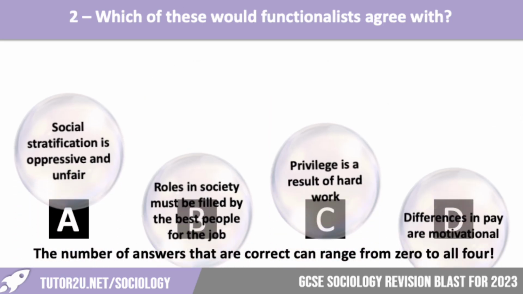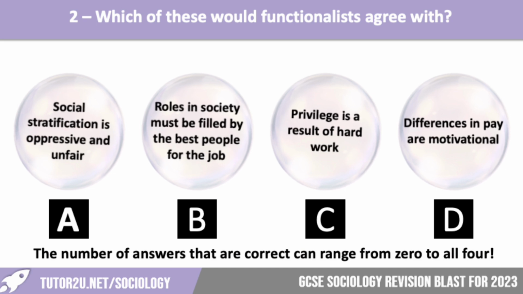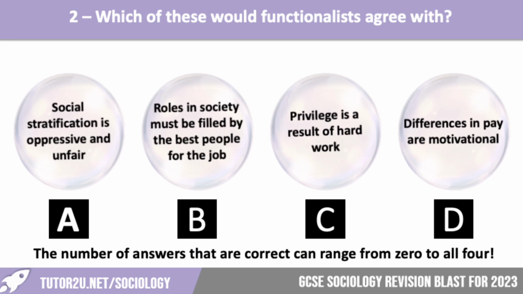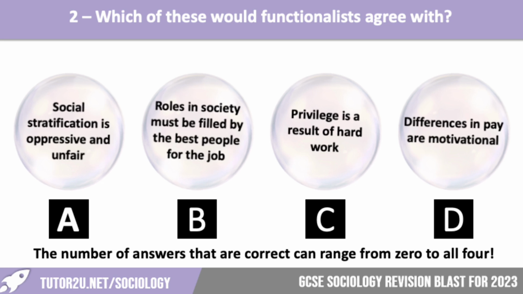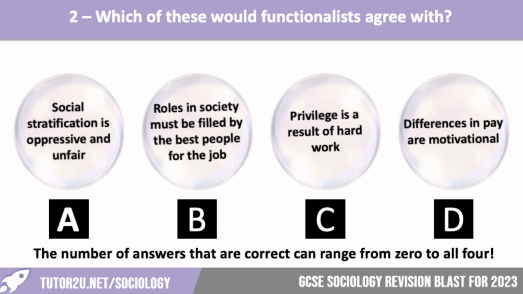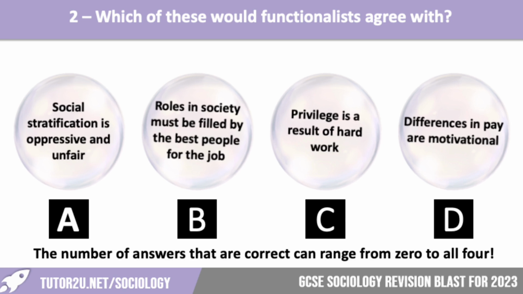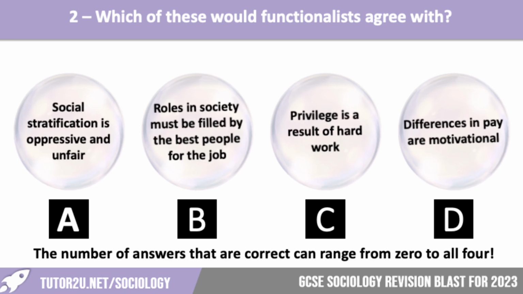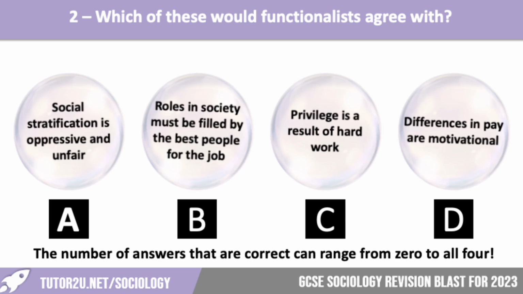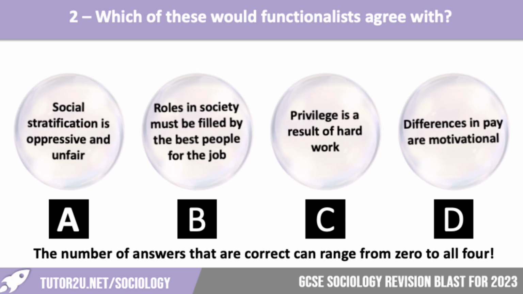Number 2. Which of these would functionalists agree with? Social stratification is oppressive and unfair. Roles in society must be filled by the best people for the job. Privilege is a result of hard work. And differences in pay are motivational. So which of those 4 would functionalists agree with?